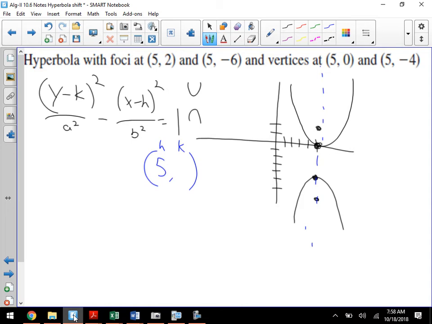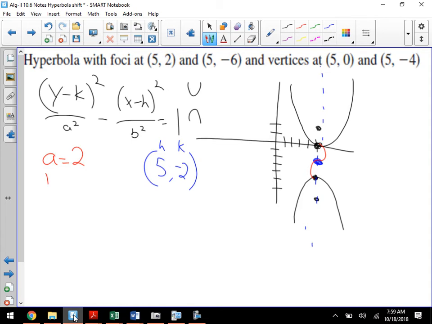Halfway between 0 and -4 is -2. Now that you know your center, you can start to figure out your a values, your b values, your c values. Because the distance from the center to the vertex is the a value, isn't it? How far away are the vertices from the center? 2. Just by counting, my a value is 2.